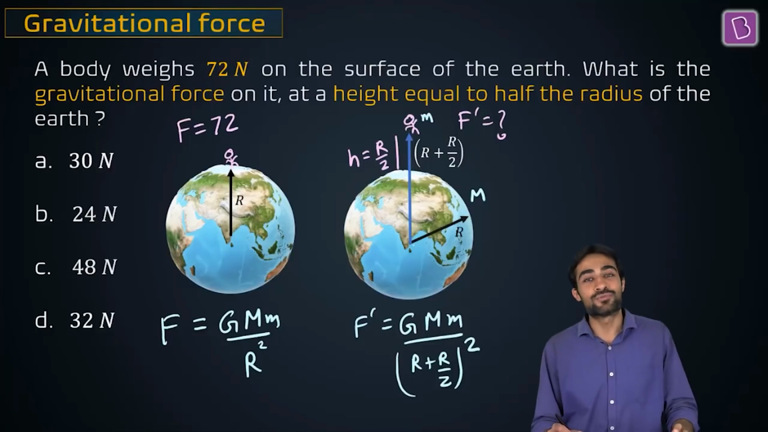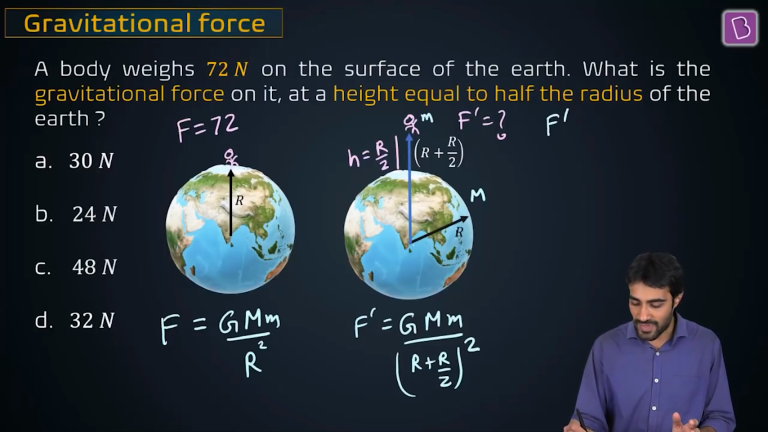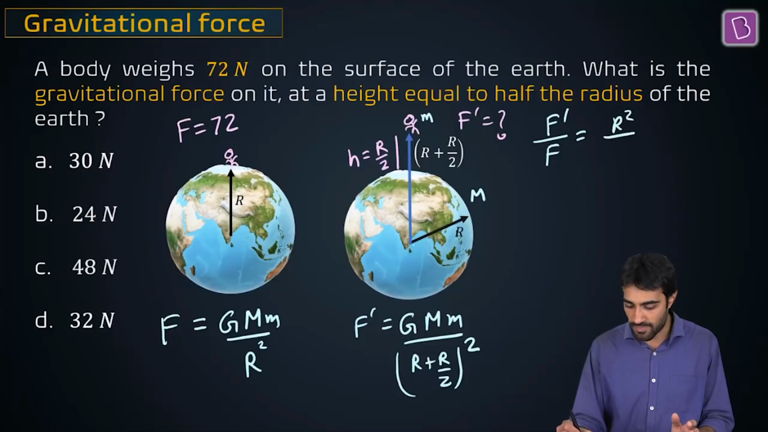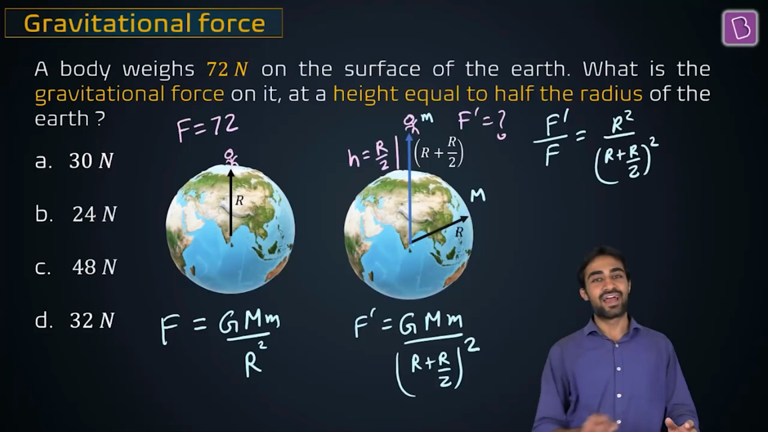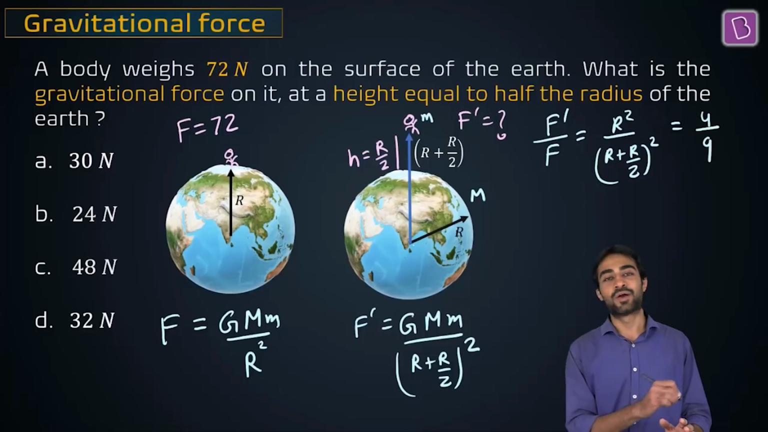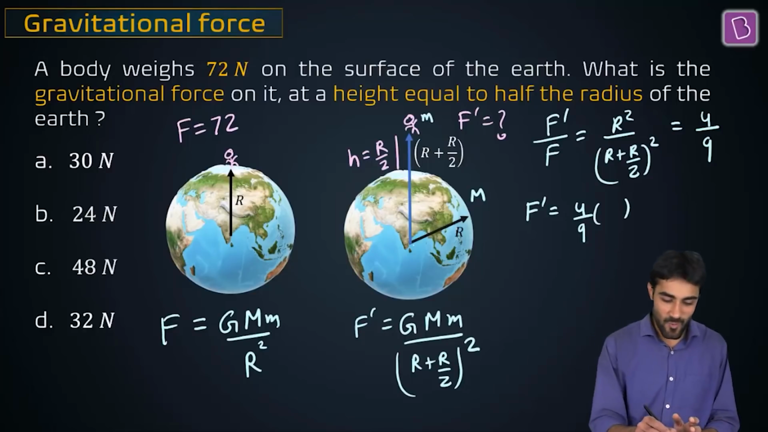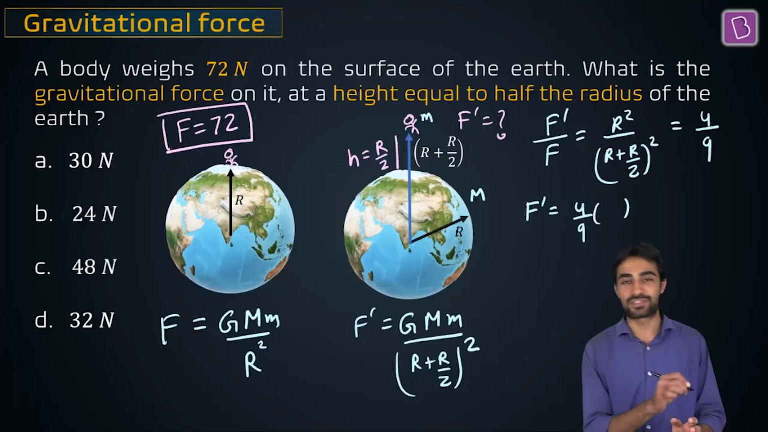Now we have the two equations. We can divide them and get the answer. So let's see what we are getting. F dash divided by F is coming out to be R square divided by R plus R by 2 whole square. And this thing we can see is coming out to be 4 divided by 9. Now F dash comes out to be 4 by 9 times of F. What was F? Can you see F was 72?